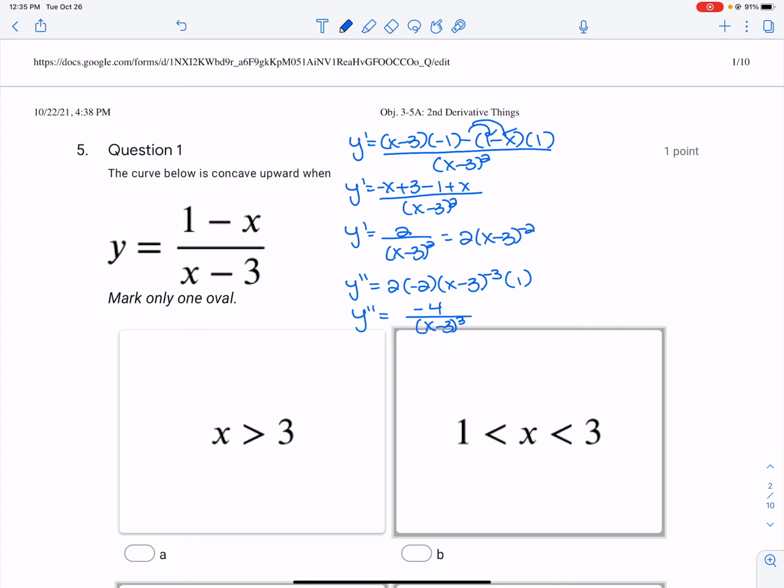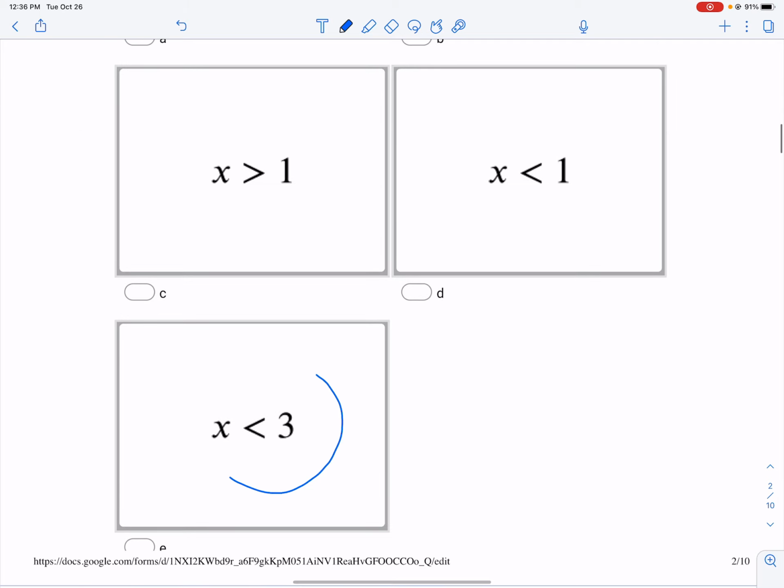And now remember, possible points of inflection or critical numbers can be where the denominator is equal to 0, so where the derivative does not exist. So that is x is equal to 3. And this is a multiple choice, so I can use just like a number line, and I'm plugging in 0 and I'm plugging in 4. And so I'm doing that into the derivative, and I get positive here and negative here. So it is concave down, or sorry, concave up, less than 3 here.